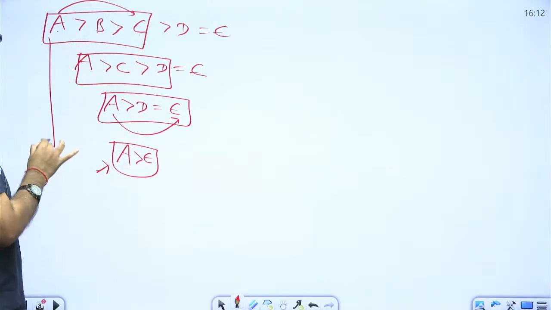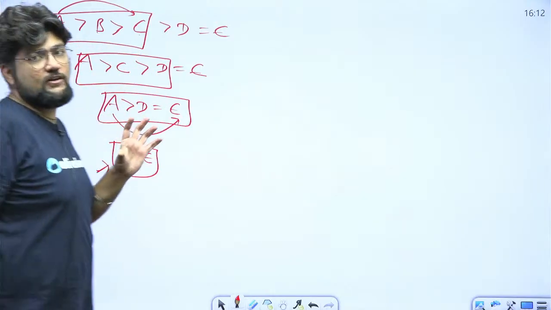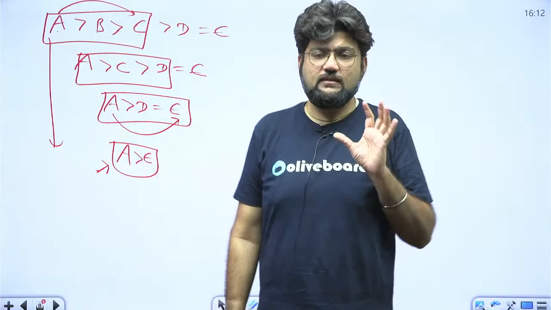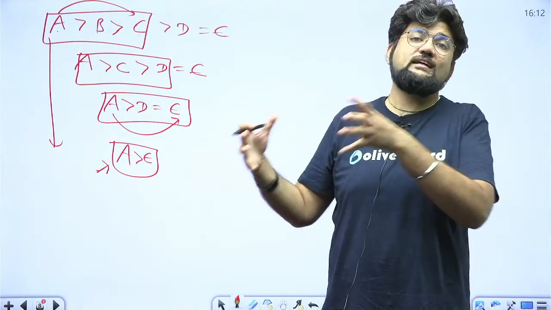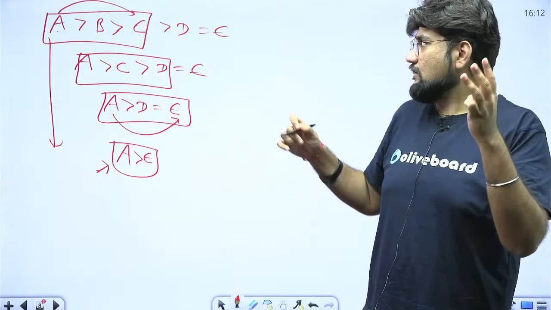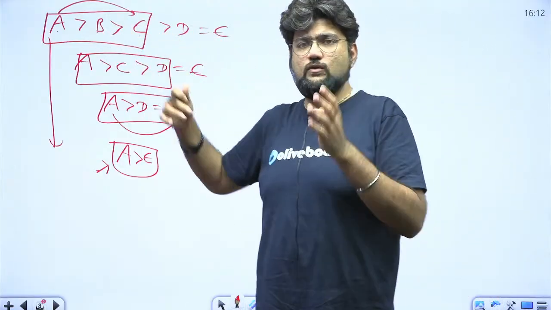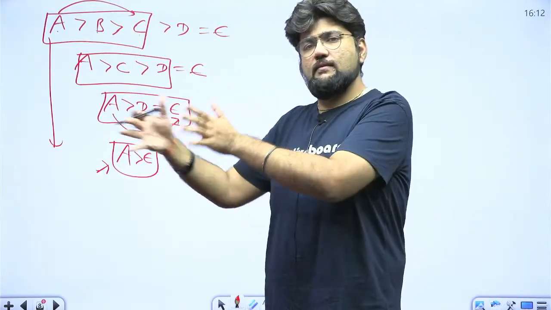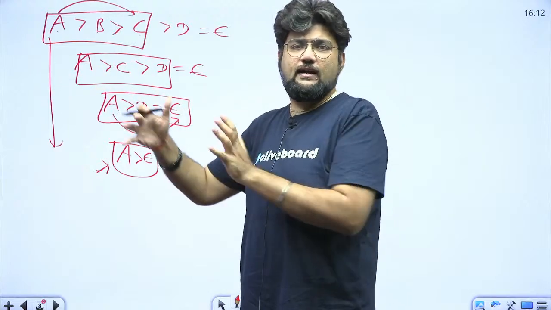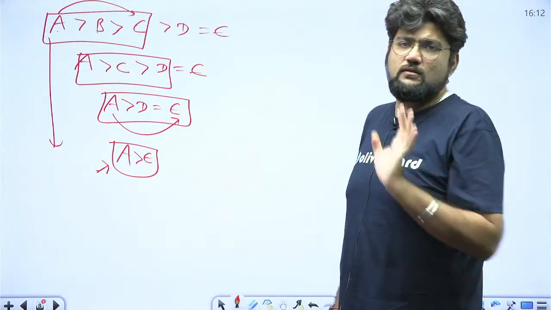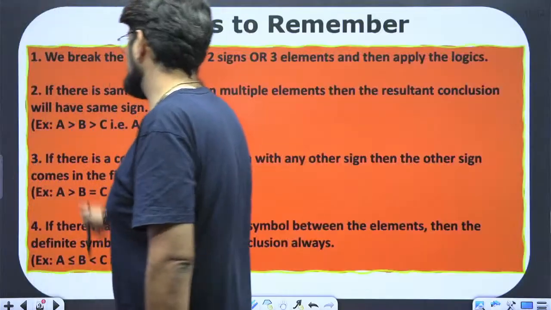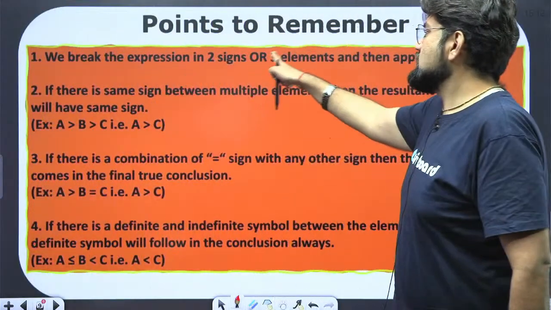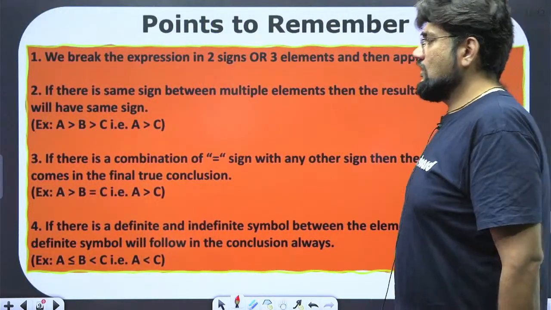That's how I progress. So initially, when you will be solving these questions, in the beginning, always solve them as groups of 3 elements or 2 expressions. Okay, so make that set, solve, then move ahead. Make that set, solve, and move ahead. Keep moving ahead. Block by block, you will be reaching your desired destination. That is the first rule. We break the expression in 2 signs or 3 elements and then apply the logics.